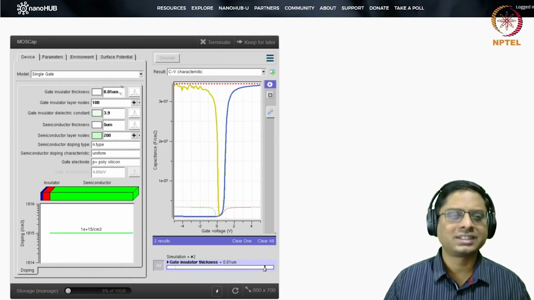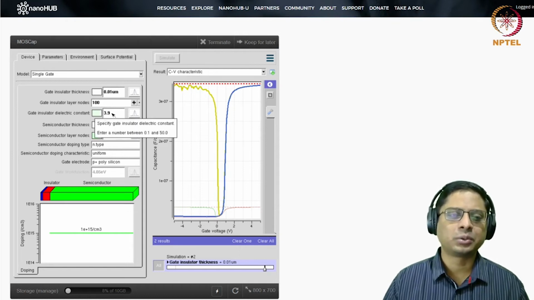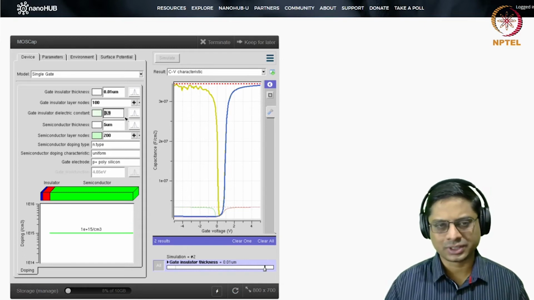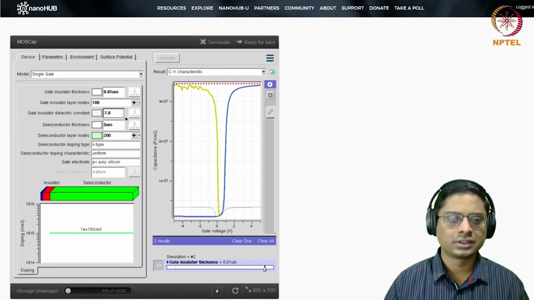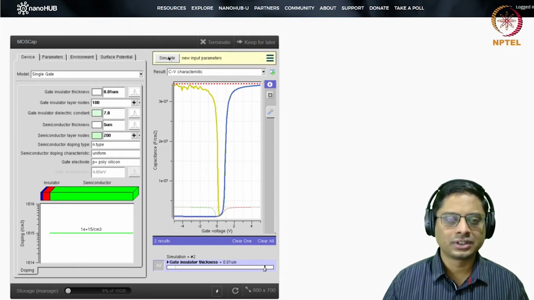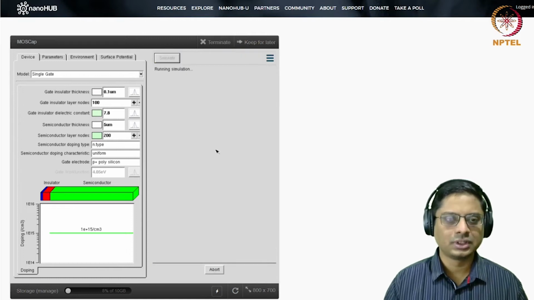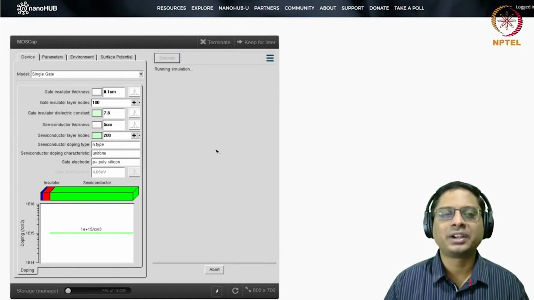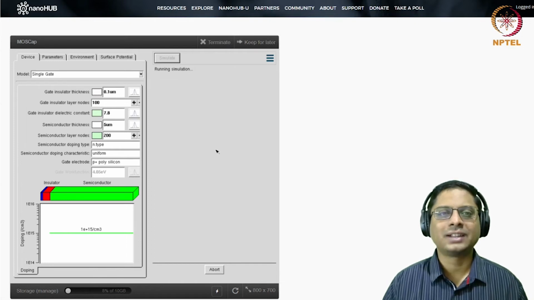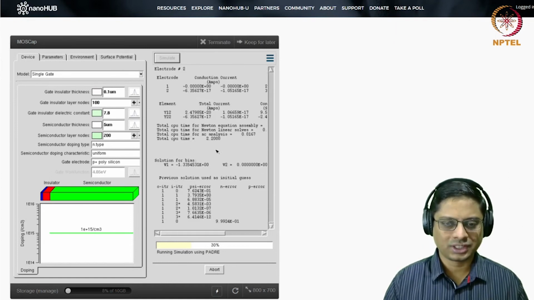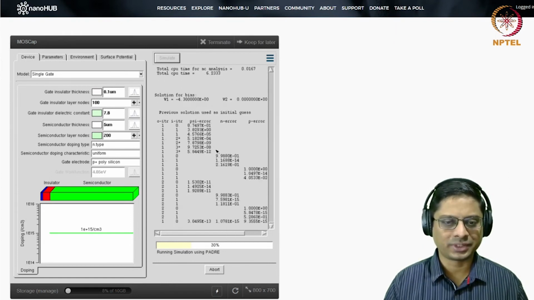So now, let's say I have a lot of leakage which I want to decrease. What I could do is simply increase this. I can increase this by, let's say, I'll make it twice, 7.8. If I run this, and I'll go back to 0.1. Essentially, I'm now having an enhanced gate capacitance, right? So I should get a better control on the inversion charge. You'll see the difference in a moment.